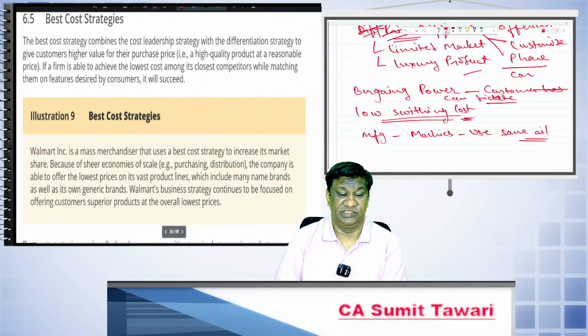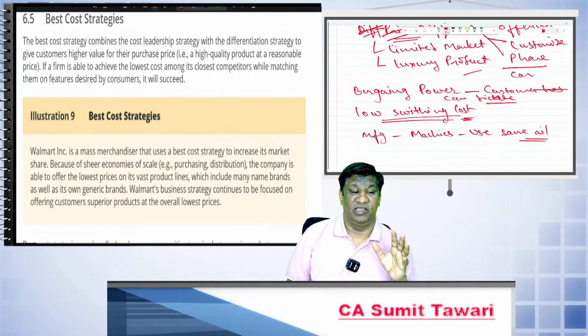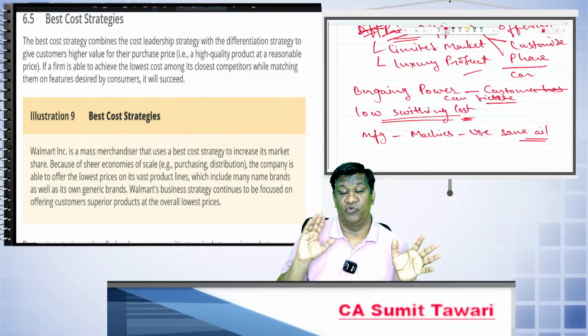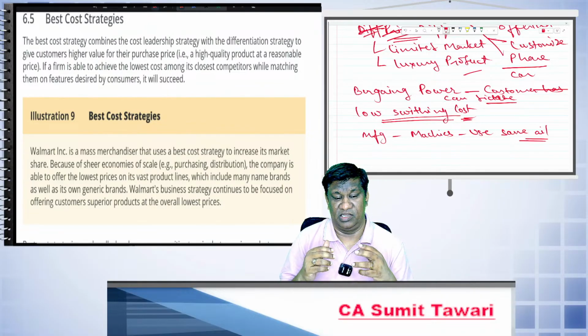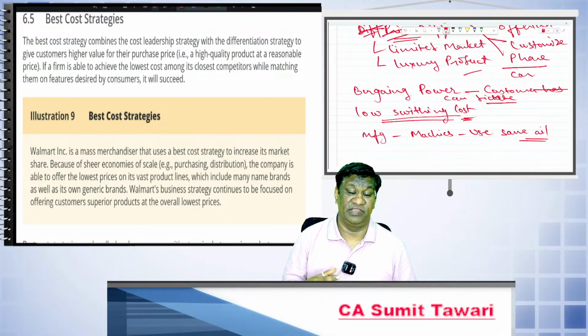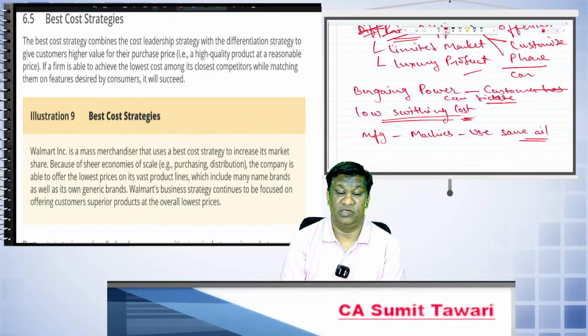Then best cost strategies. The best cost strategy combines the cost leadership strategy with the differentiation strategy to give customers high value for their purchase price. So you cannot go with cost leadership only, or with product differentiation only. You need to trade off between both, or adopt a strategy where you reduce the cost and along with that give an additional feature. If a firm is able to achieve the lowest cost among its closest competitors while matching them on a feature desired by the consumer, it will succeed.